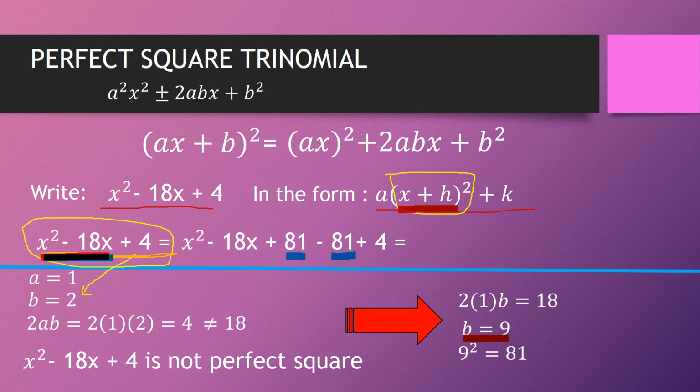But now, listen, this expression, this one, let me show you, is a perfect square. This expression, x squared minus 18x plus 81, is a perfect square. Now I write this using this expression. a is 1, so 1x, minus the square root of 81, which is 9, and I subtract 81. Negative 81 plus 4 is going to be negative 77.